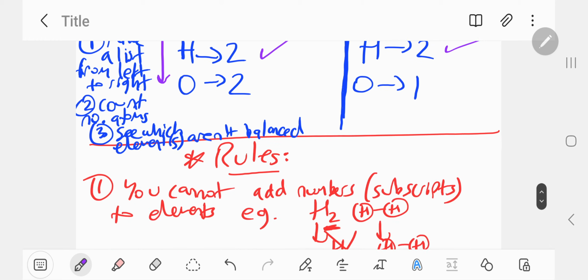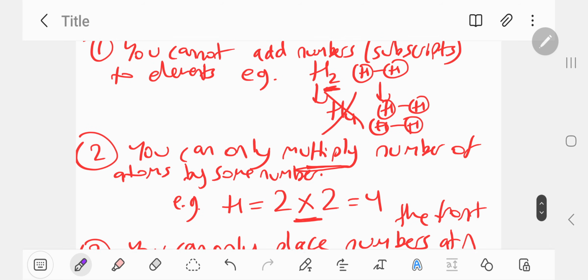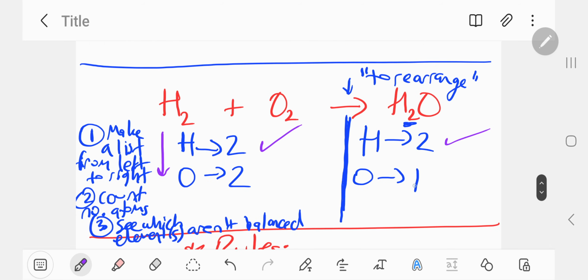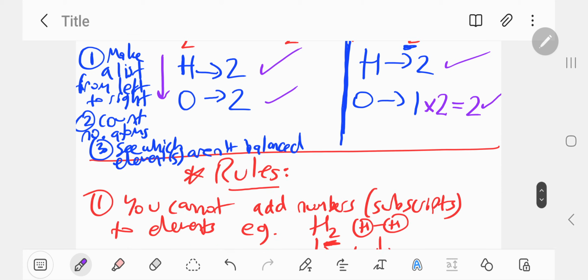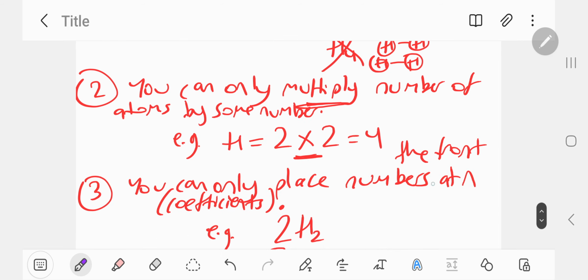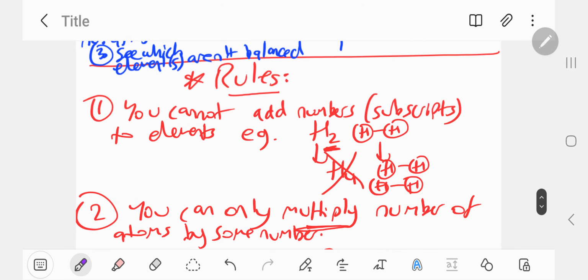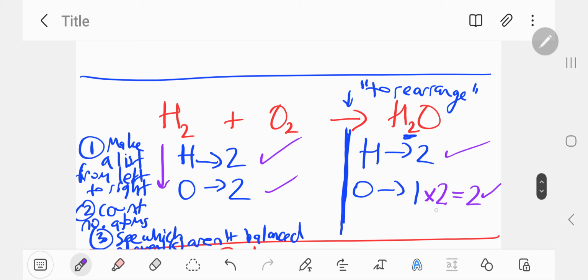So what do we need to do? Now the rules of the game are, if you recall, you can only multiply, right? To turn that 1 into a 2, we can only multiply, we can't add. So we multiply by 2. The only thing we can do is multiply by 2 to get 2. And there we have it. They're balanced. So the 2 in this case, remember the rules, you can only place numbers at the front, the coefficient, right? It's the thing that you multiply by, this 2 that goes at the front.